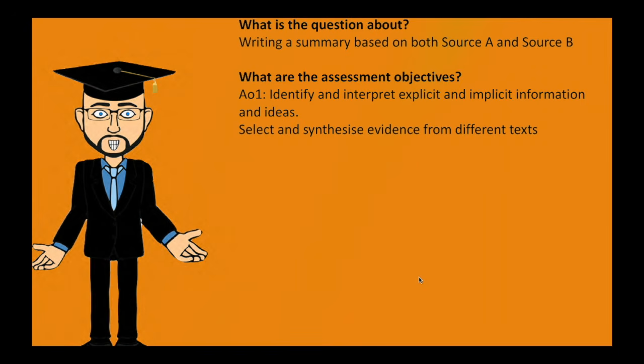So knowing what is meant by synthesizing is really important, because you cannot get away with writing about just one source. For the synthesis element of this question, you have to show understanding of information from both sources, and you'll actually be capped at half marks at best if you only write about one source, because you're essentially not synthesizing information if you do that. So you've got to write about both sources. So knowing your assessment objectives is going to help you to succeed with these questions.